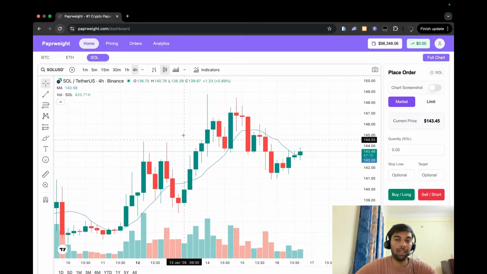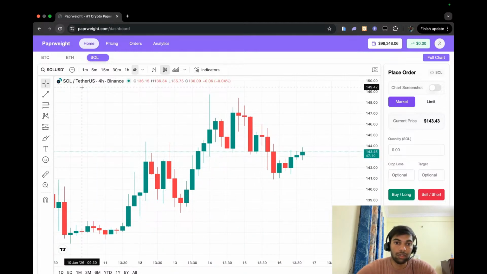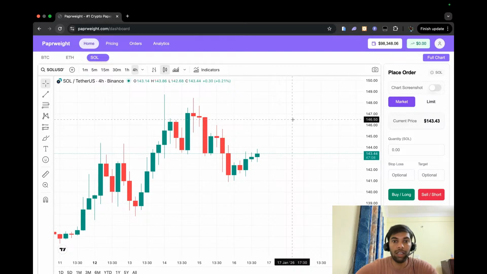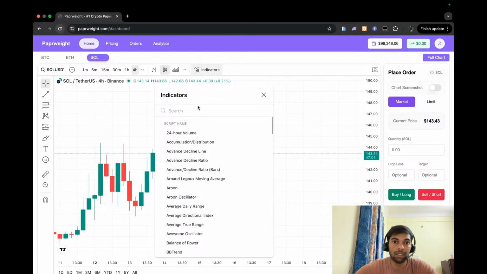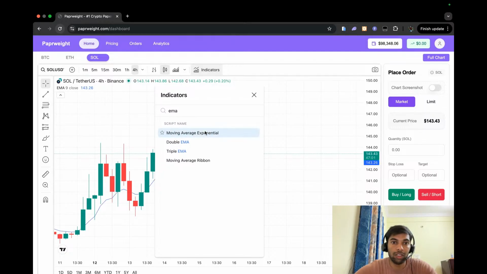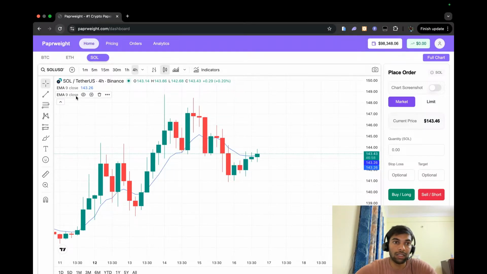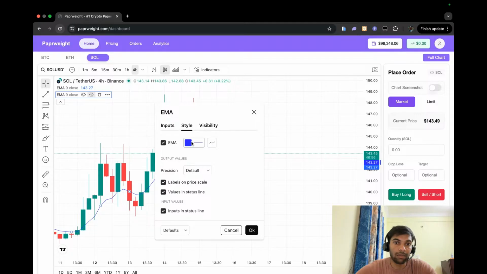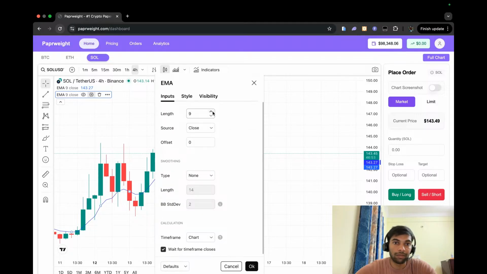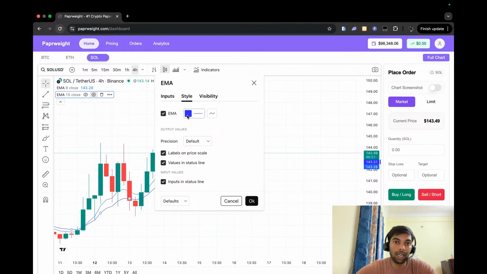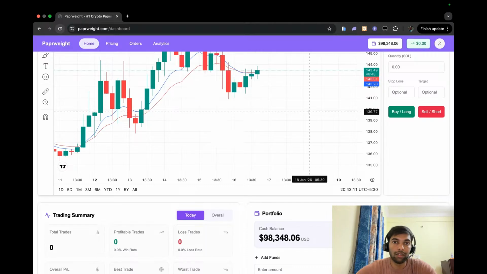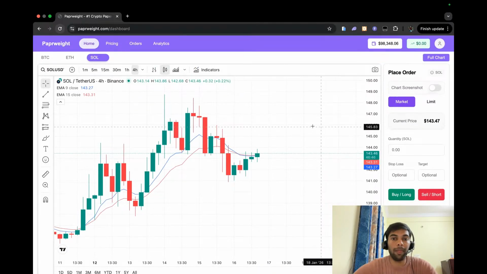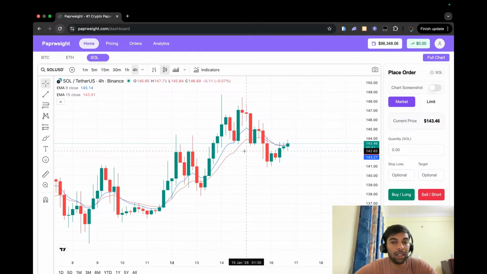Although I will definitely see what property I can use to save these countdown settings in every chart. And one more thing that I have to do is the indicators. Indicators EMA, moving average exponential. I need two indicators, that is 9 and 15 EMA, and the style has to be red. That's it. So at 4 hour interval, this Solana is behaving like Bitcoin.